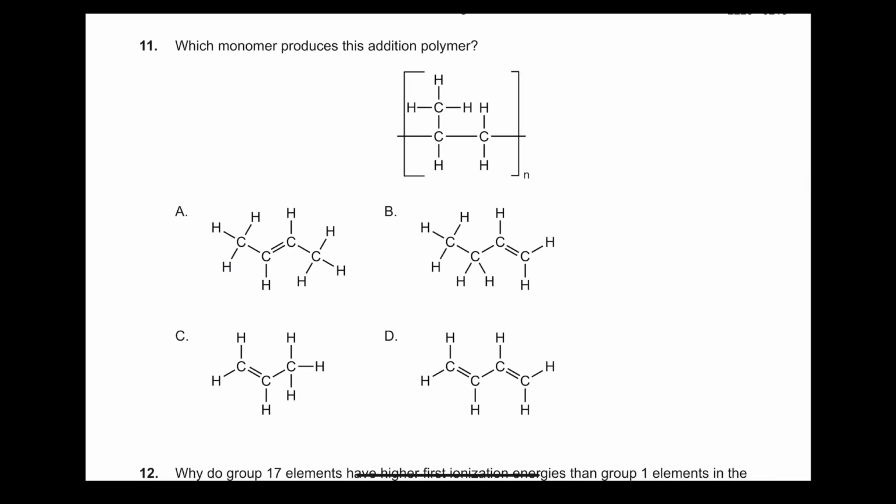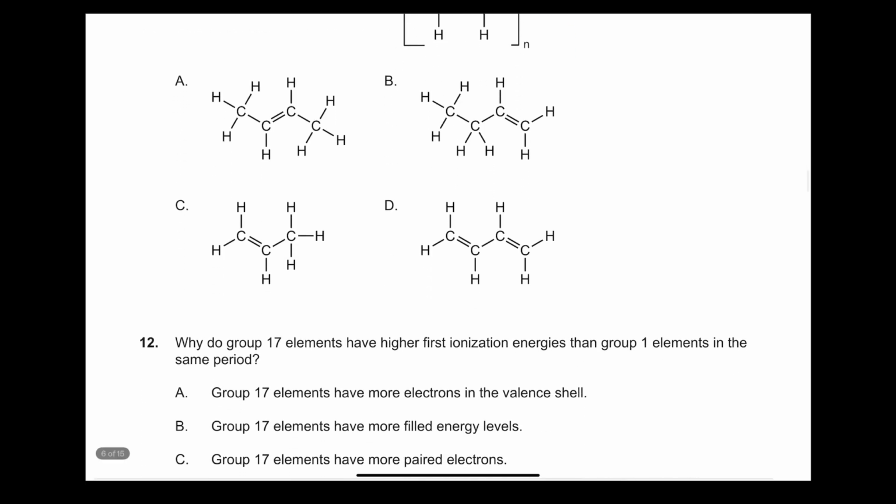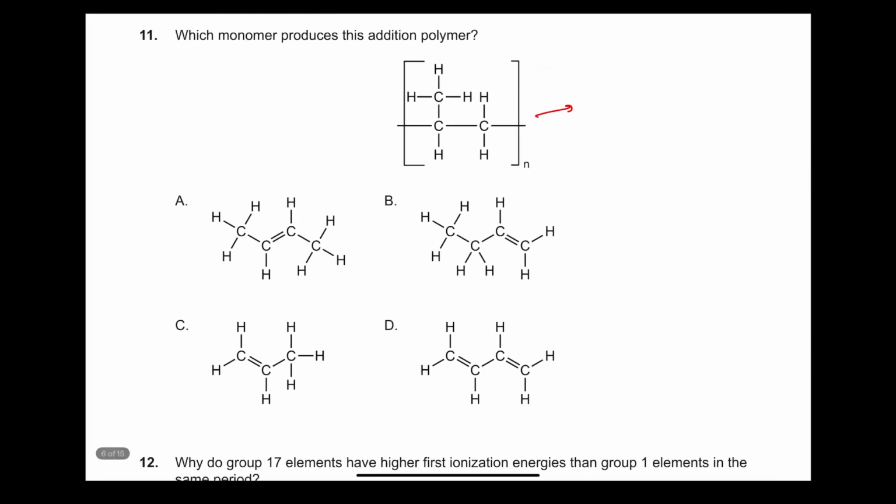Question 11. We have to find which monomer actually produces this addition polymer. There is one CH3 group. Generally, if you want to convert it to a monomer, just replace the central carbon-carbon bond with a double bond and remove these two bonds. So that's the change you need to apply.